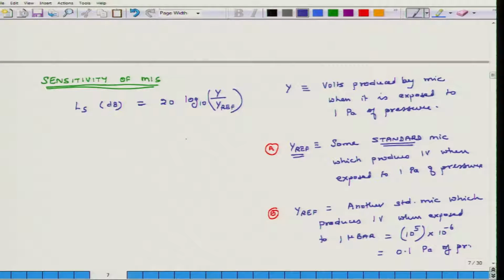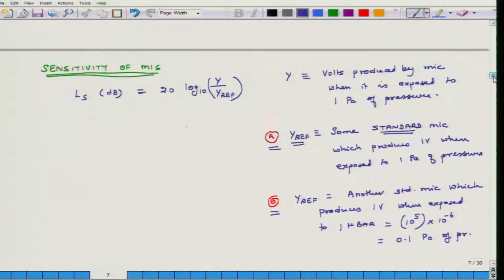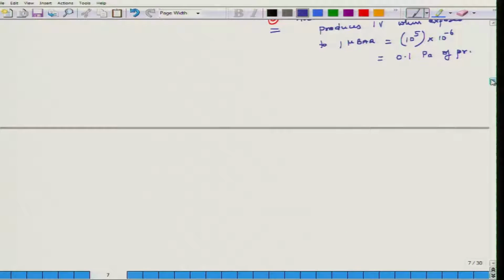Okay. So whenever some supplier or vendor gives us the sensitivity of the mic, he will say sensitivity is in decibels, let's say minus 20 decibels. But then the immediate question is: what is your reference? Is this reference of type A or is it of type B? So this is important to know. We will just do 2 examples so that we become clearer on this.